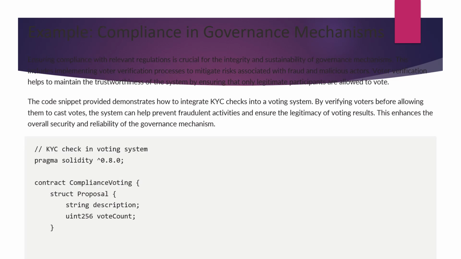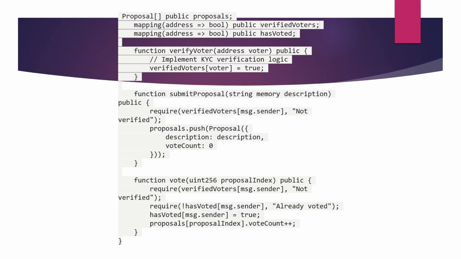So now we'll look at the code to demonstrate compliance in governance mechanisms. Here is an example of how to integrate KYC checks into a voting system. First, the compliance voting contract verifies voters before allowing them to submit proposals or vote, whether the voter is valid or not. The process ensures that only verified participants can influence the decision-making process, preventing fraud and enhancing the system's security and reliability.